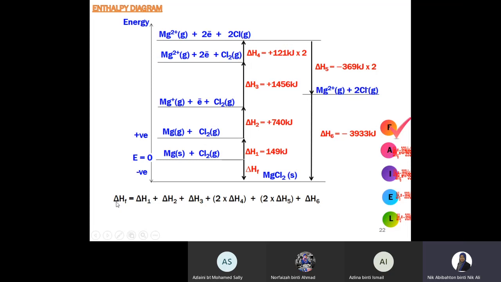Okay, so we look at applying Hess's law. Applying Hess's law, we substitute the values into the formula. Then we'll get the value of the enthalpy of formation. Same answer, negative 2084 kilojoule per mole. Okay, so we're still using the acronym FAIEL to help us construct the Born-Haber cycle.